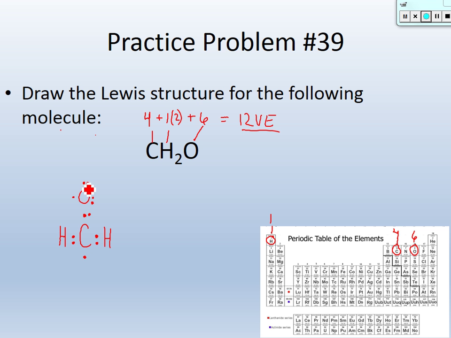This oxygen, let's count the electrons here. So 1, 2, 3, 4, 5, 6, 7. So our carbon and our oxygen are not obeying the octet rule. Here's the deal, and I want you to pay attention to this.